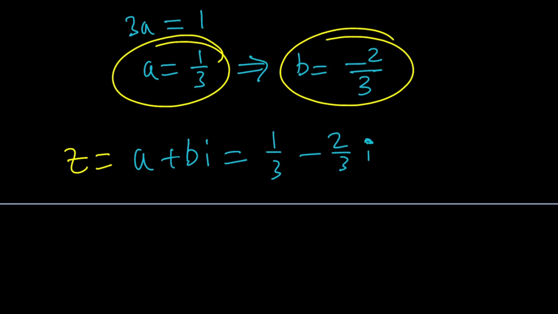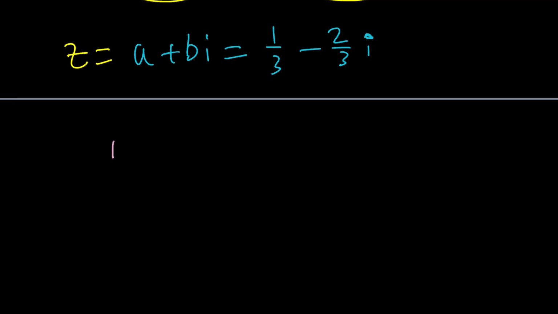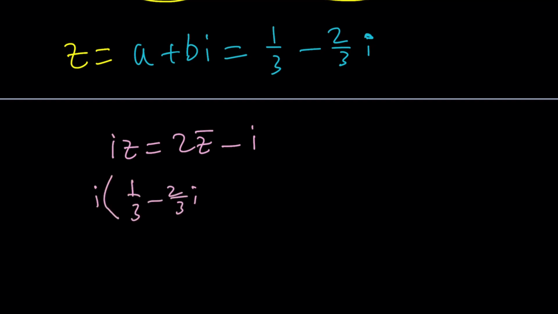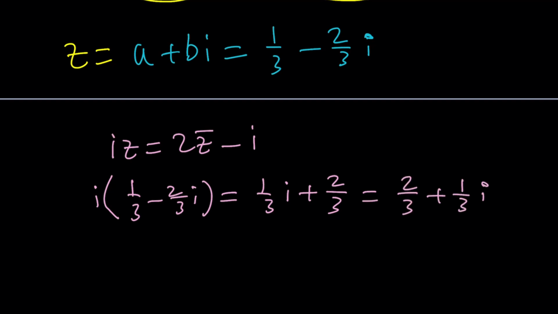Let's go ahead and quickly check something. In the original equation, we had iz equals 2z bar minus i. Now, does this equation actually work? Let's plug it in. i times (1/3 minus 2/3 i) is going to give me 1/3 i plus 2/3, because when you multiply i and -i, you're going to get +1. And obviously in standard form, this can be written as 2/3 plus 1/3 i. This is the left-hand side, so I guess you can call it LHS.